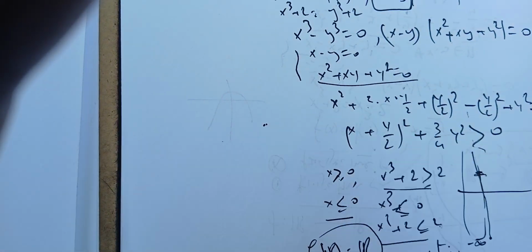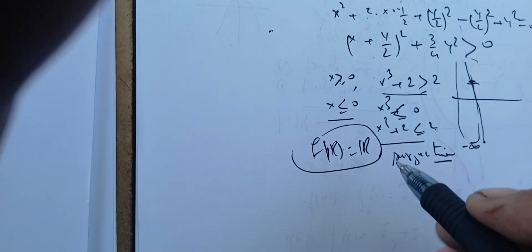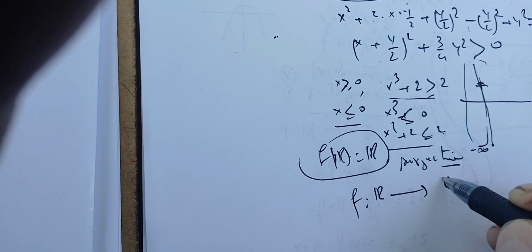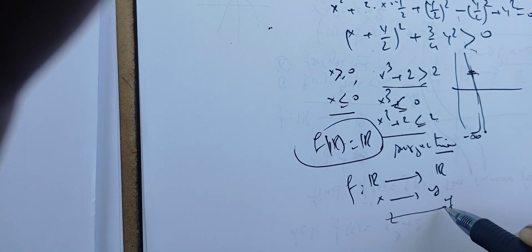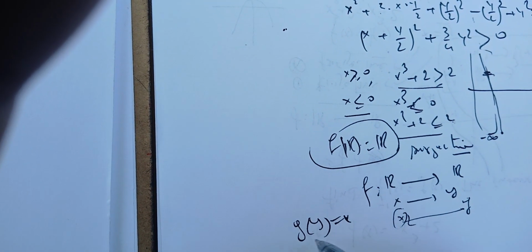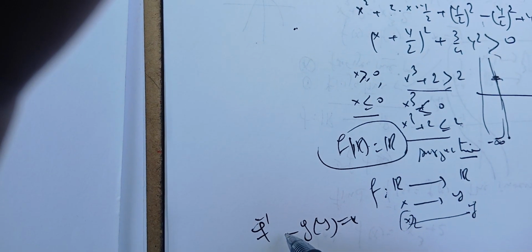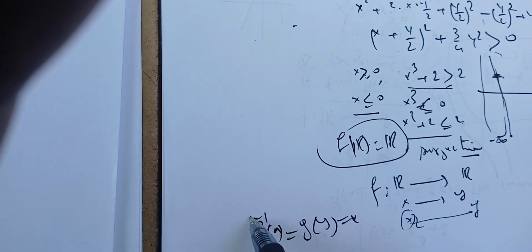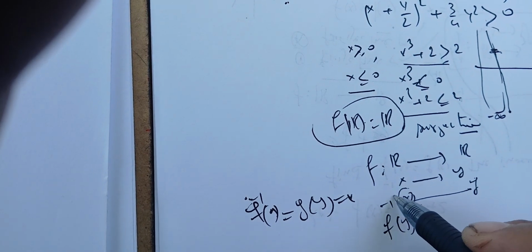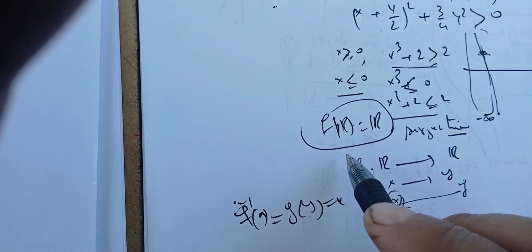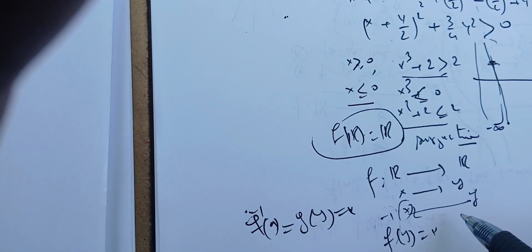Okay? Now, since f is bijective, we can talk about f inverse. So f is going from R onto R. For x, it associates y, and g is going to associate, for y, x. So we have g of y is equal to x, or f inverse of y is equal to x. But we don't have a formula for f inverse. We are looking for that. We can use f to find that, so we can switch back and forth between the two.